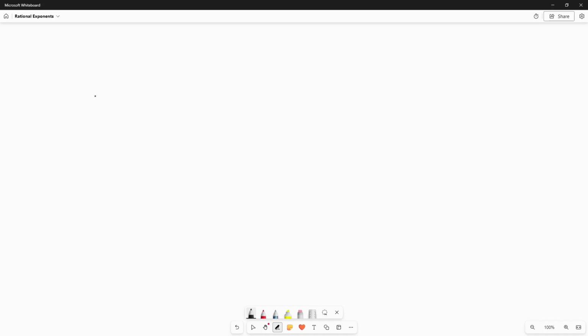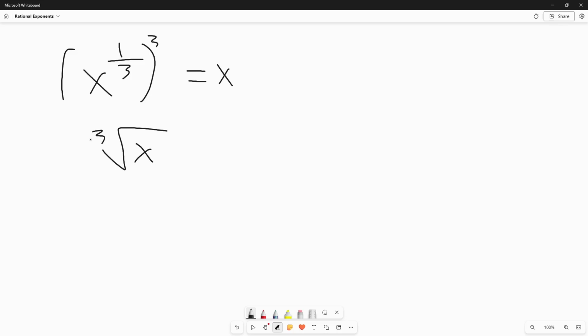So if we have a variable, for example x, and we raise it to a rational exponent with the numerator being 1, for example 1 over 3, what we can do is raise this entire thing to 3, which is the denominator, and we get x again because we can multiply 1 over 3 times 3 and it just turns into 1. And if we have the cube root of x, which is the third root of x, we can also raise this to the third power, which is the denominator in x to the power 1 over 3, and these cancel out and we get x.